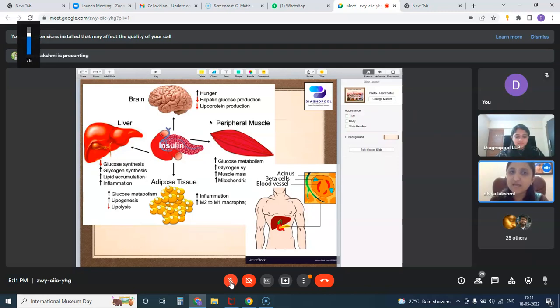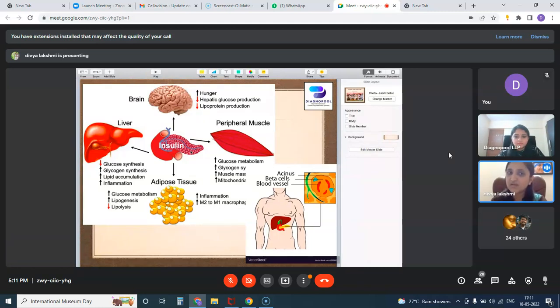So once there is high blood sugar in the body, insulin will be released from the beta cells of the pancreas. It will act on the different organs to reduce the glucose level. If the insulin is not produced from the beta cells of the pancreas, it can be because of the destruction of the beta cells, that is, absolute insulin deficiency will occur, and that will produce type 1 diabetes.